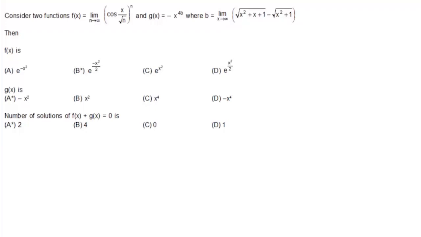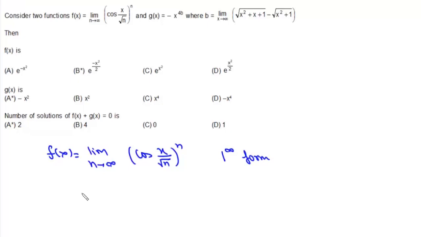Now here the question is, we are given two functions and one of them is f(x), which is this limit n tends to infinity of (cos x upon under root n) to the power n. Now the first thing that we do in limits is to identify its form. Now when n tends to infinity, cos 0 is 1, and then to the power n is infinity, so it is 1 to the power infinity form.